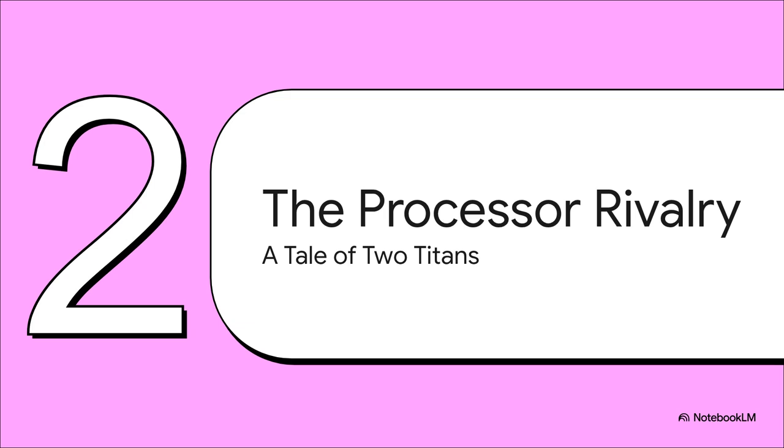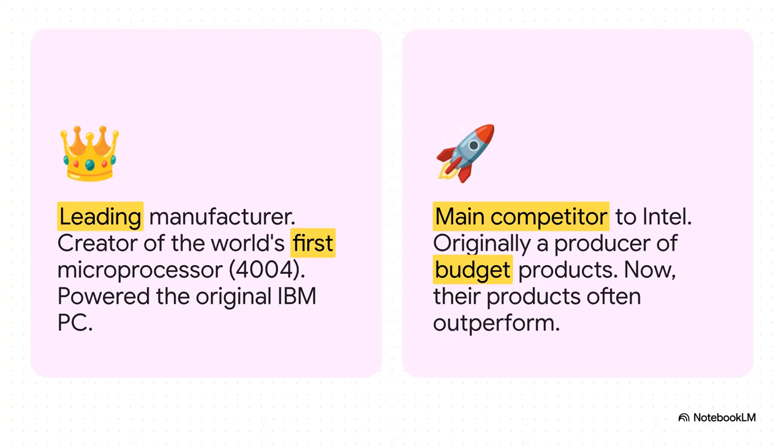But here's the thing. These architectural blueprints don't exist in a vacuum. They're born into a fiercely competitive market. And for decades, the story of the PC's processor has really been the story of an intense rivalry between two titans of the industry. On one side, you've got Intel. They are the historic leader, the company that literally created the world's first microprocessor, the 4004, and whose 8086 chip powered the original IBM PC. They set the standard for decades.